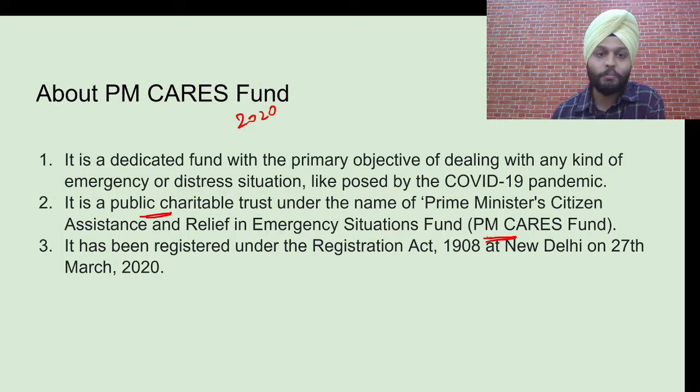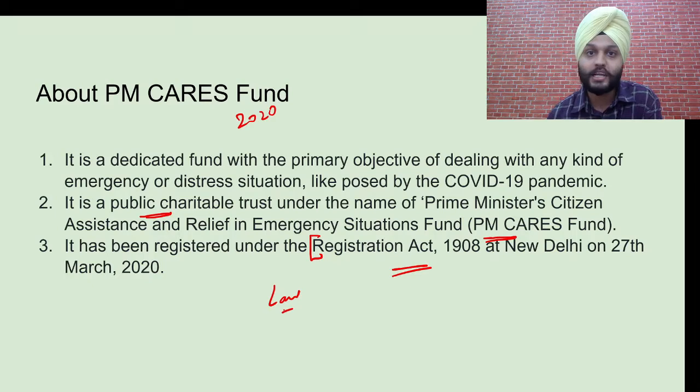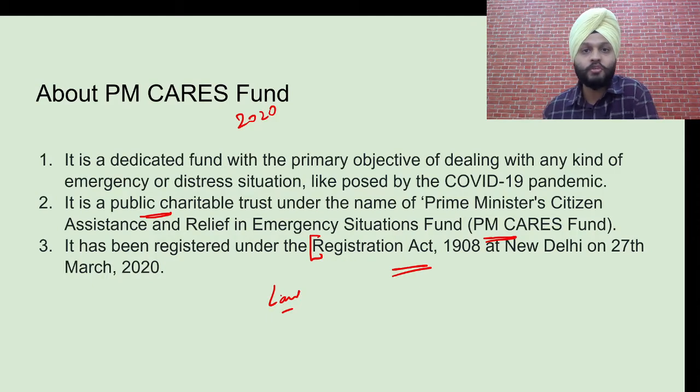So this was established under the Registration Act 1908. This thing is particularly important for prelims. It means that it is not created by a law of the parliament or the state legislature. Rather, it is created as a society under the Registration Act 1908. So it's more like a voluntary organization.